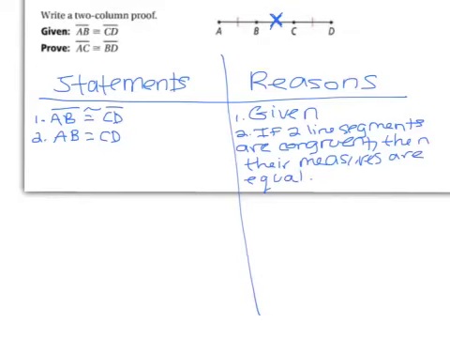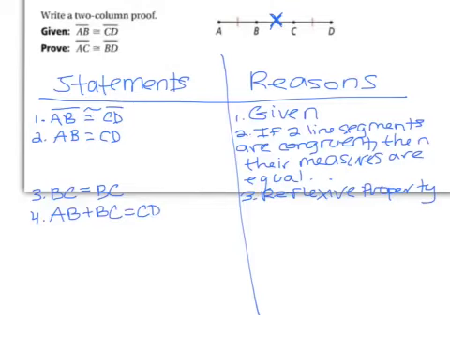So now we can go on to state that BC is equal to itself by the reflexive property. Which means that we can add BC to both sides of this equation, so plus BC and plus BC, and that gives us AB plus BC equals CD plus BC, and that's by the addition property of equality.